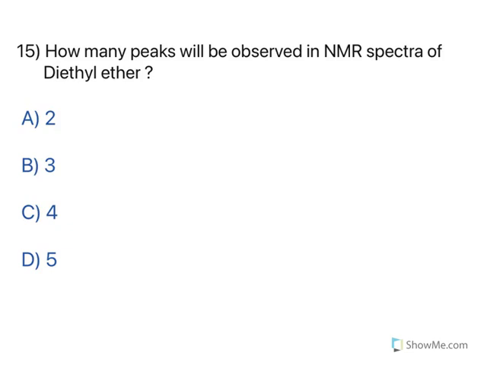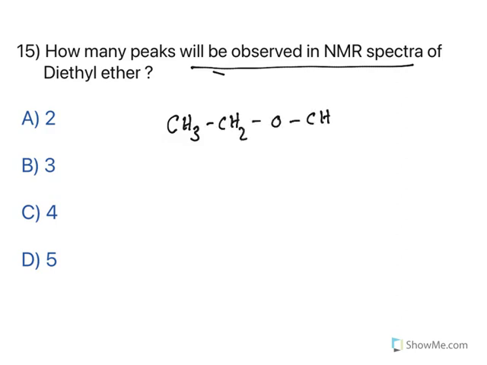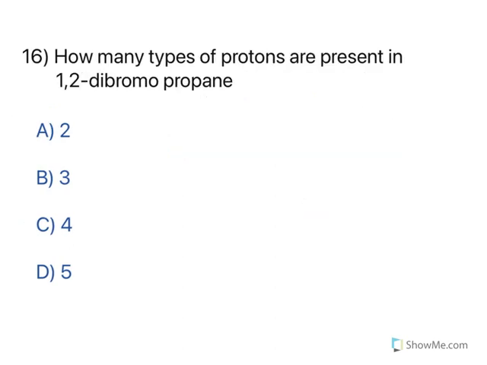Next one. Now how many peaks will be observed in NMR spectra of diethyl ether? Let me write this one. Diethyl group is this one. Oxygen. This is ether. Look at them. When you see the chemical equivalence, these two are similar kind of protons. These two are similar kind of protons. So how many signals do you get? 2 signals. What is the option? Option A. Moving to the next one.